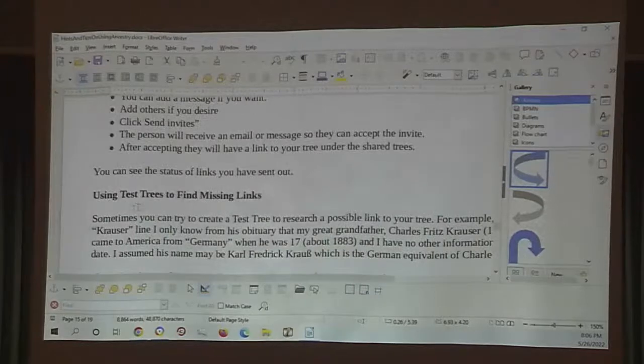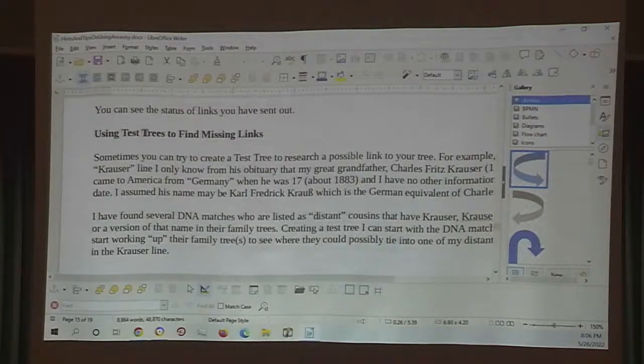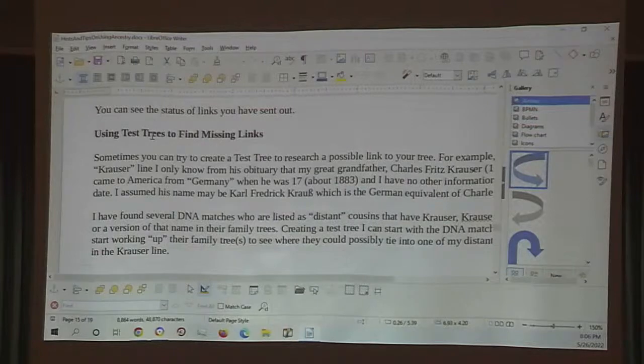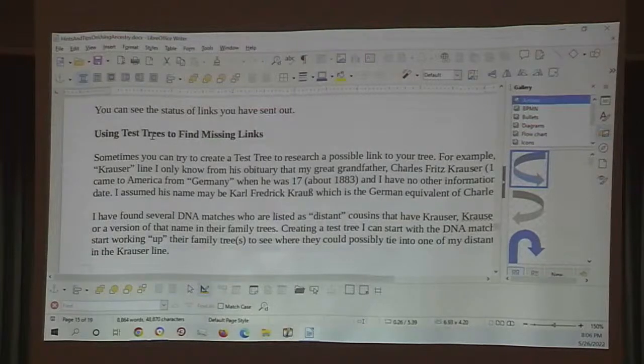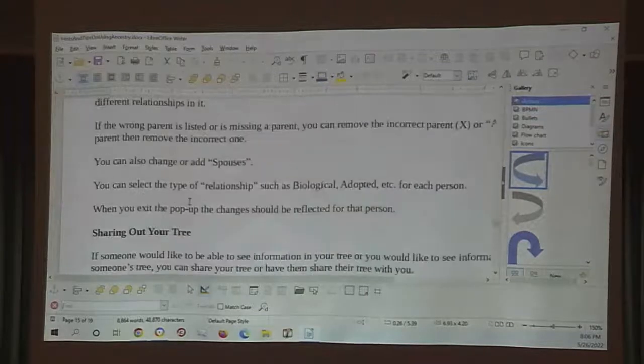So that's called, and I also use a test tree. I create a fake tree called Krauser ancestors, and I start with a DNA match and start going up their tree, trying to look where I can connect it to my tree. But I don't want to do it in my tree, so I create a fake or test tree to do that with. Okay, and it's talked about here in this too.